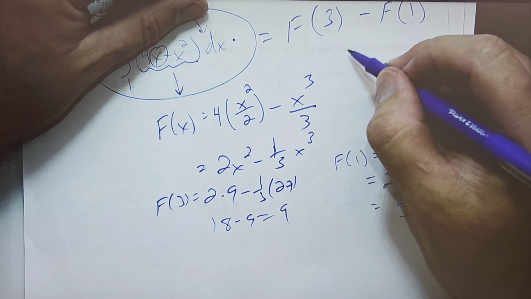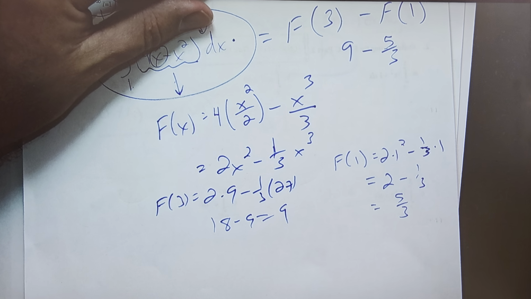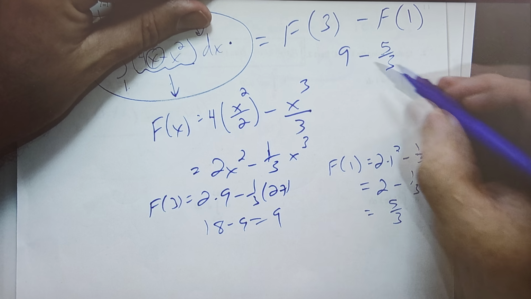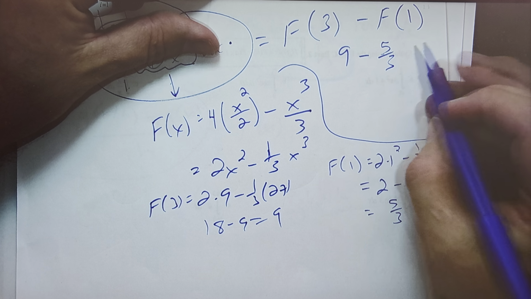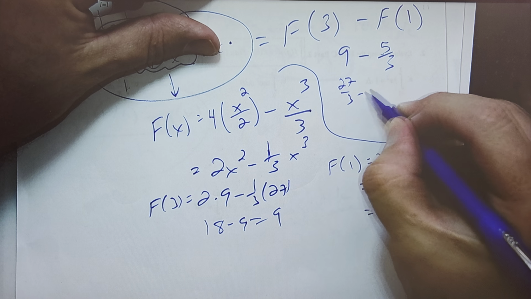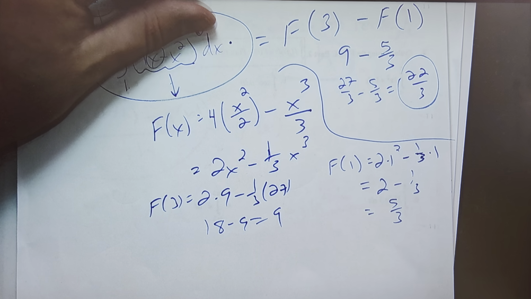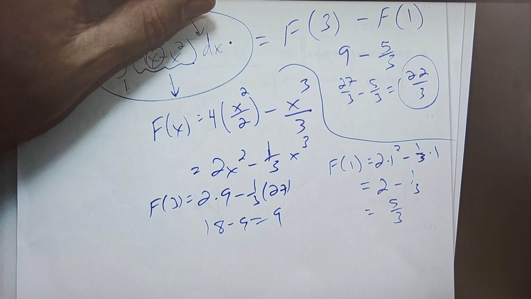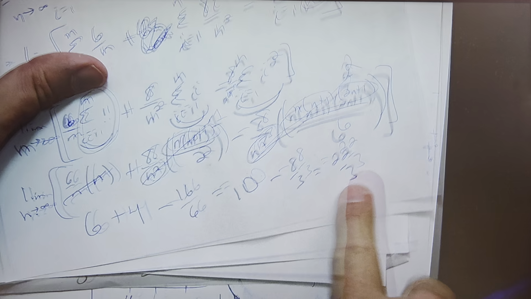So how do you figure this out? It would be f of 3 minus f of 1. And what is 9 minus 5/3? This is 27/3 minus 5/3, which is 22/3. And if you guys remember, is that what we got before? Yes, there it is right there.